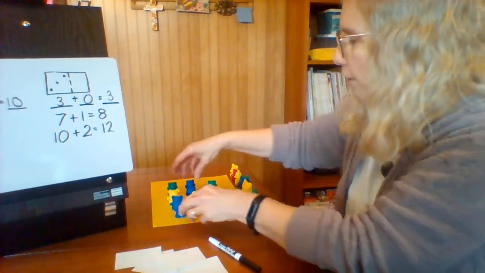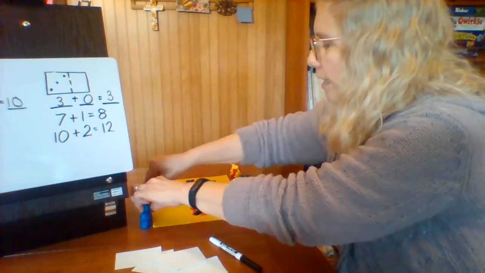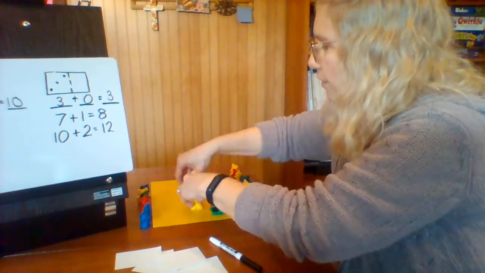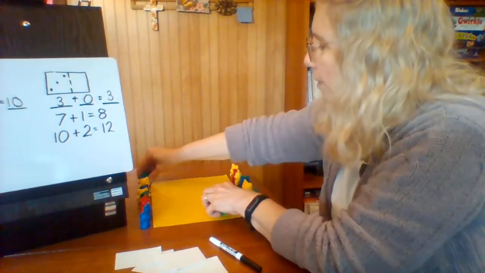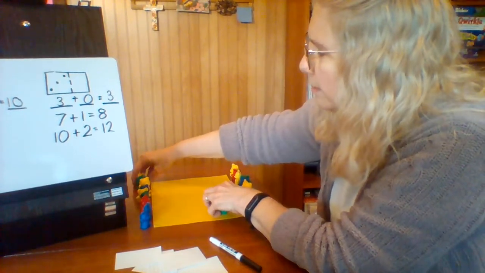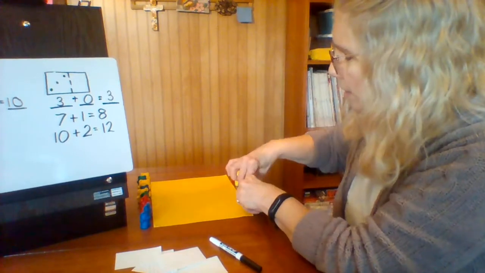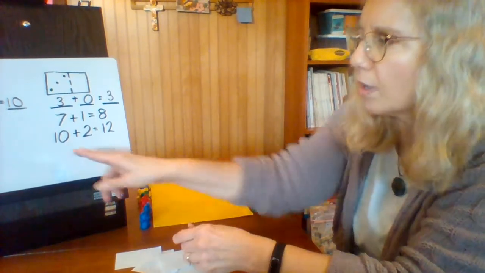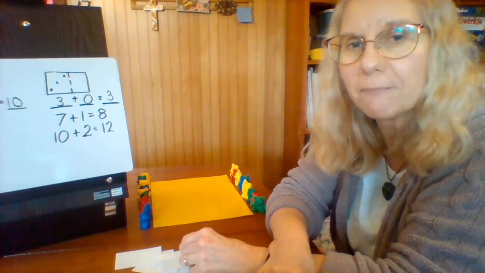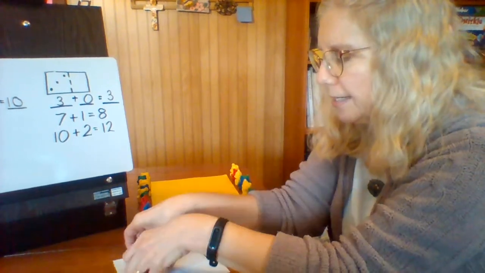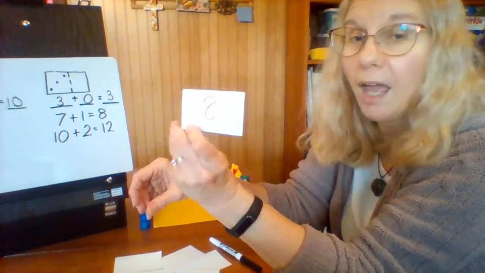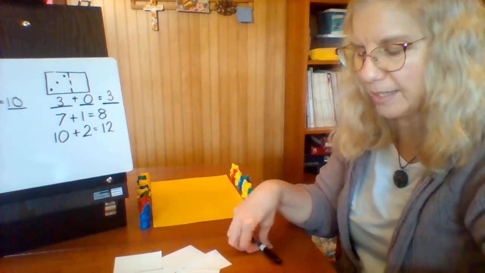So slide all your bears off and get ready for another round. When we do these, they are called some more stories. So we're putting some in the pool and then we add some more and then we can get a number sentence out of that. Okay, let's see what we're having next. 8. Let's start with 8.